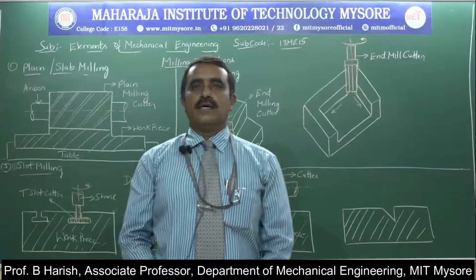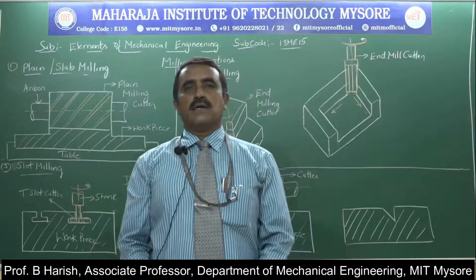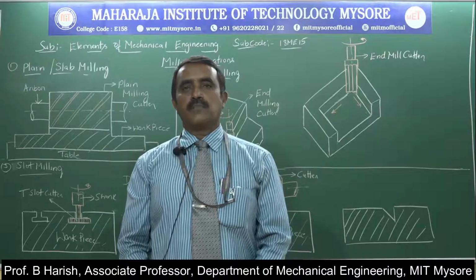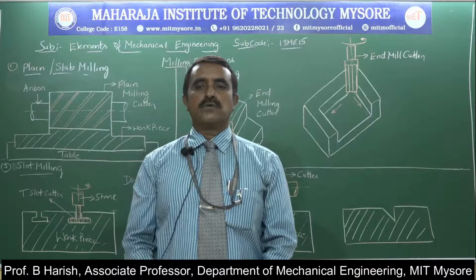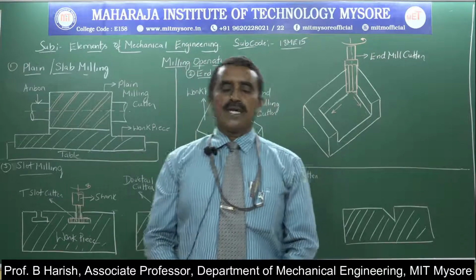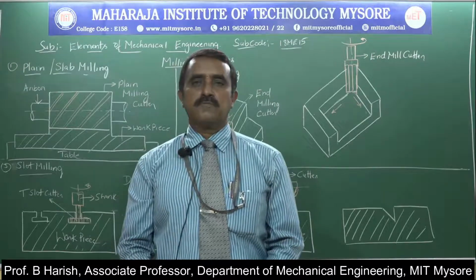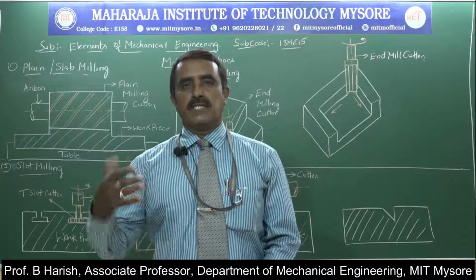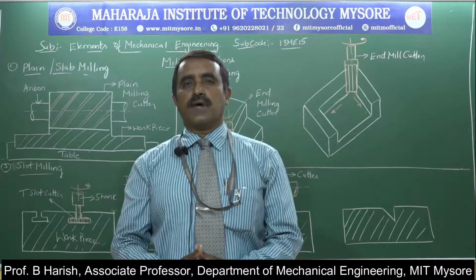Hello students. In the last class we had discussed milling machine. So milling machine is one of the important machine tools which is used to produce various machining surfaces. We had discussed basically two types of milling machines, that is horizontal spindle milling machine and vertical spindle milling machine, its parts and its construction and working.